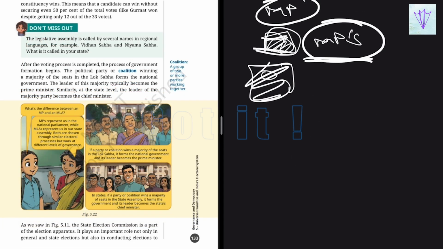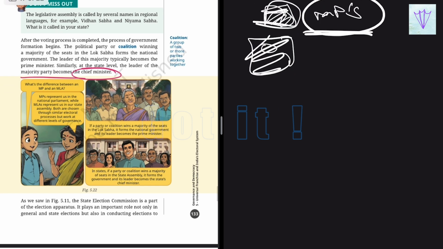Similarly, at the state level, the leader of the majority party will become the chief minister. So we have seen the central level will have the prime minister, and the same will happen at the state level with the majority party or the people who have formed the coalition. The leader of the majority party will become the chief minister.